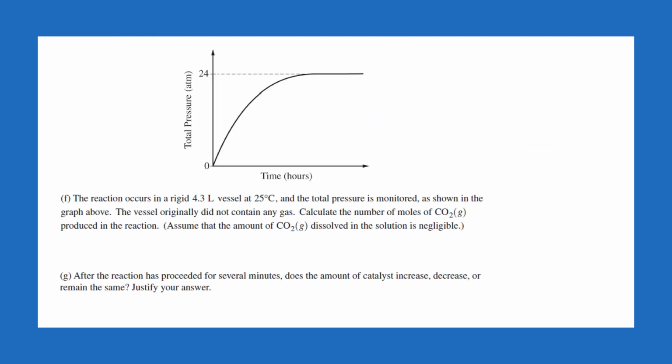Okay, so now we're tracking the total pressure over time. And the reaction, the total pressure is monitored as shown in the graph above. I'm going to rewrite the reaction here so we can see what gases are being formed. It's this, okay, so the total pressure is monitored. The vessel originally did not contain any gas. Calculate the number of moles of CO2 produced in the reaction. Assume that the amount of CO2 dissolved in the solution is negligible.